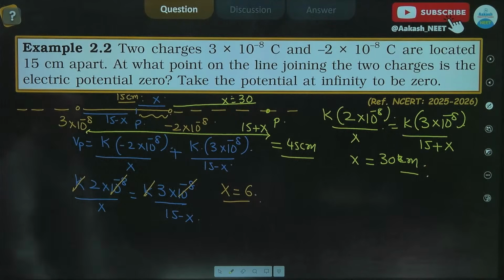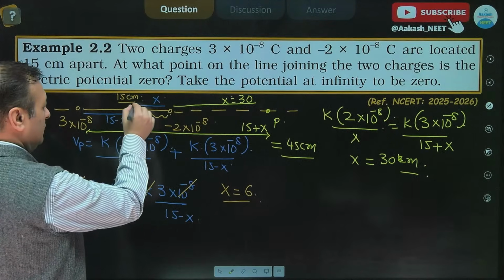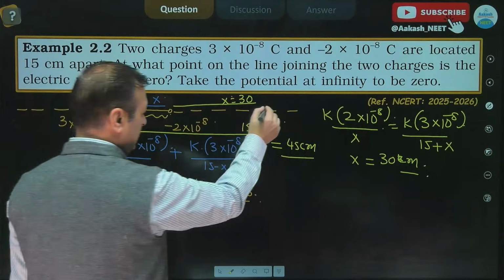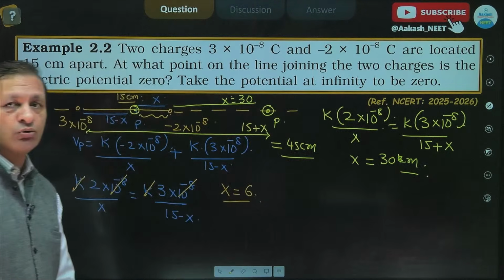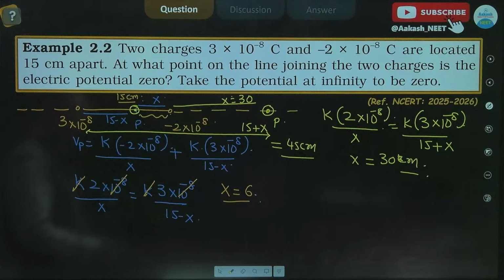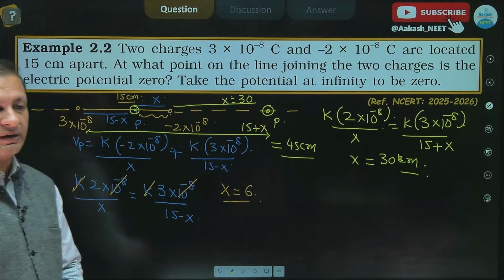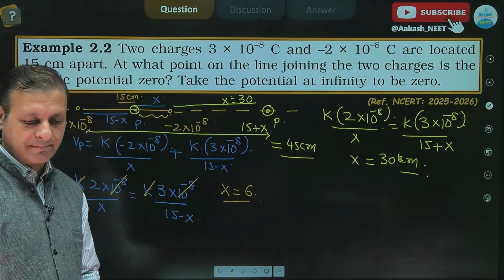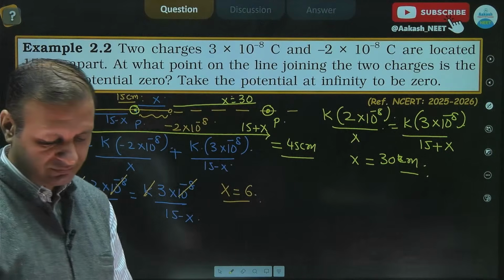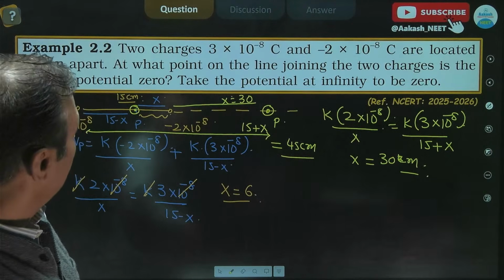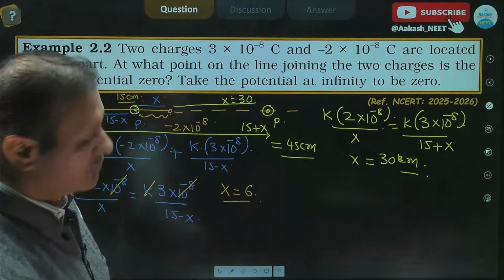So there would be 2 points. One would definitely be between these two charges, and the second point would be outside this configuration. Any doubt from this part? Any doubt? So I think we should move on to the next question.